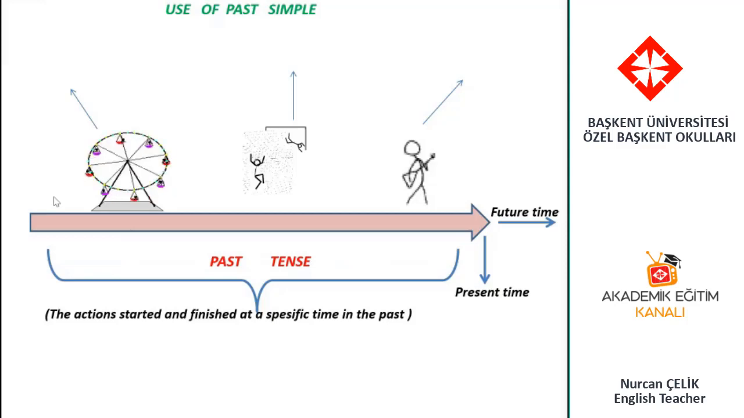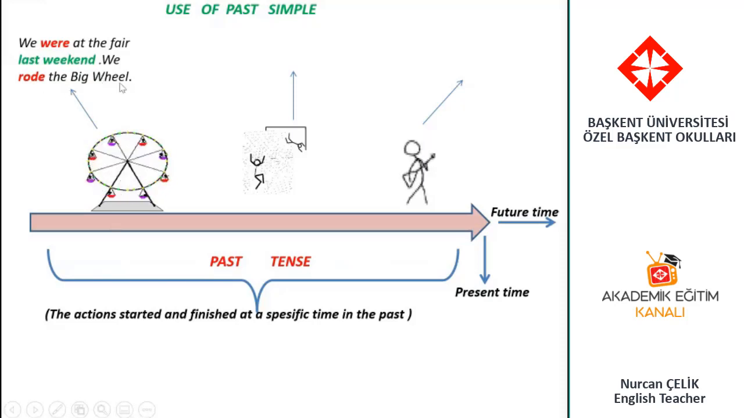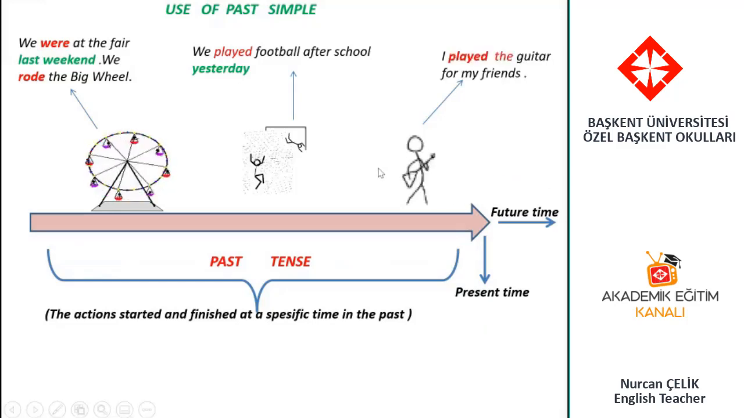The use of past simple. We were at the fair last weekend. We rode the big wheel. The activity started and finished in the past. We played football after school yesterday. It was yesterday. So the action started and finished yesterday. And on the last activity, I played the guitar for my friends. And also this activity started and finished sometime in the past.